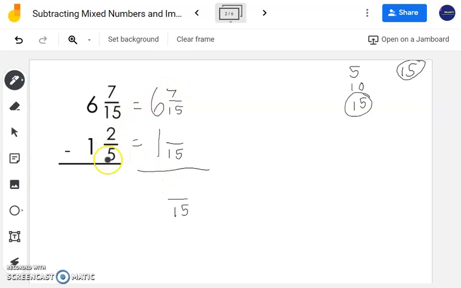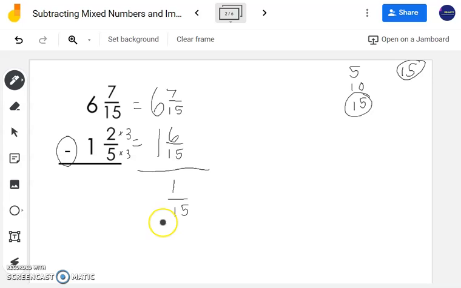Now I have 5, here's my denominator, and I'm like, 5 times what number gets me to 15? Well, 5 times 3 is 15, so now I'm going to multiply my numerator by 3 as well. 2 times 3 is 6. And last but not least, I always look at my operation sign. My operation sign here is subtraction. I'm going to look at my numerators. I have 7 minus 6, which is 1.